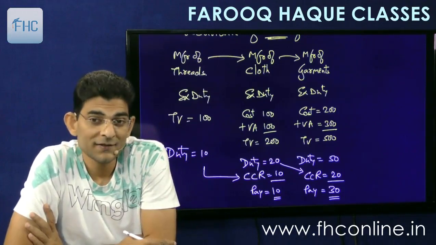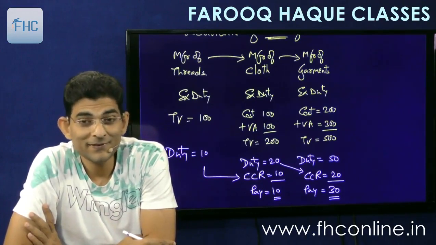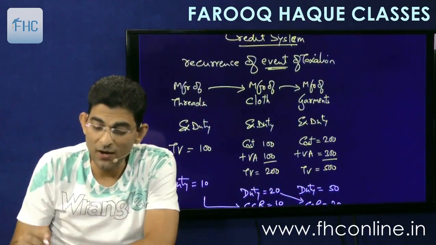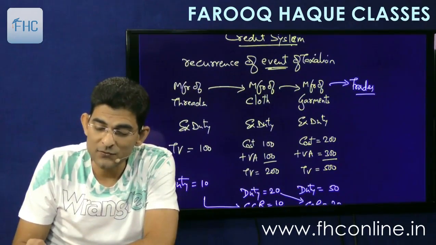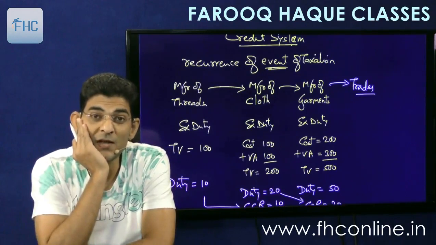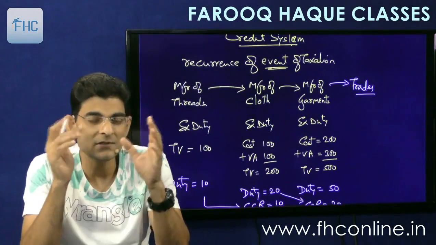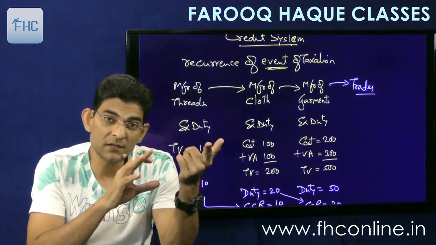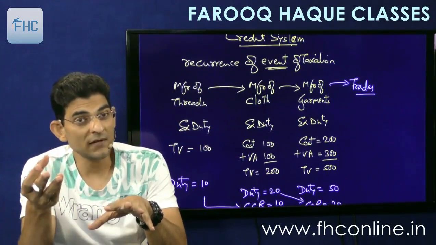But the problem was that right now this is fine. But now this manufacturer of garments sells the goods to a trader. So as soon as the manufacturing cycle ends and the trading cycle begins, are you understanding? There are different cycles because there were different laws. Manufacturing came under excise, so the excise cycle was the manufacturing cycle. Trading comes under sales tax, so a new cycle begins, the trading cycle.